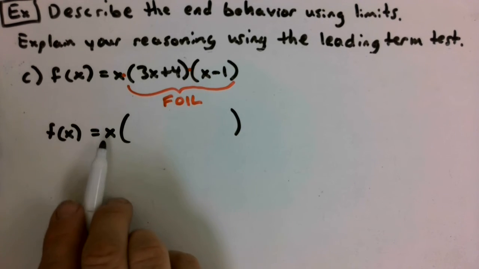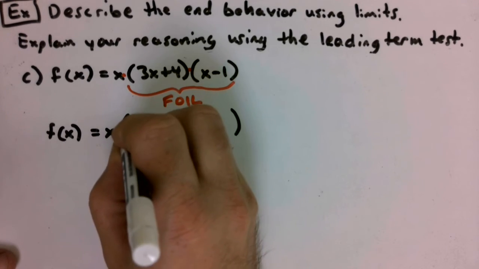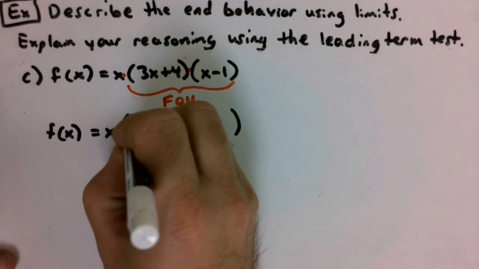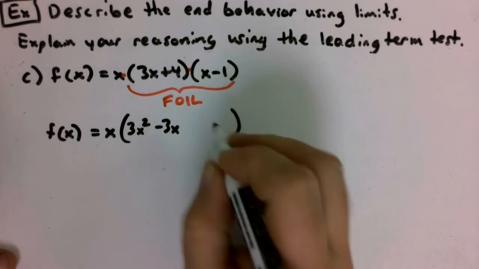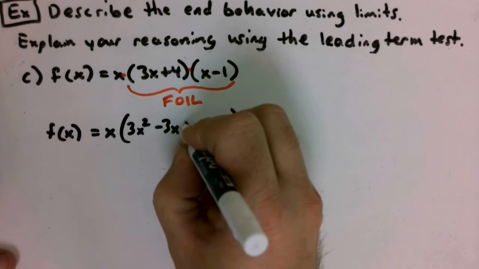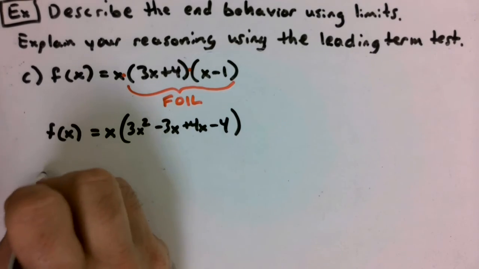So we have the x in the front. I just copied that down, and now I'm going to FOIL this together. 3x times x is 3x squared. 3x times negative 1 is a negative 3x. 4 times x is a positive 4x, and 4 times negative 1 is negative 4.